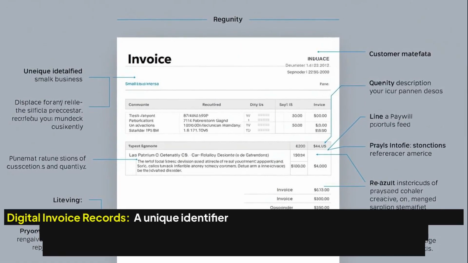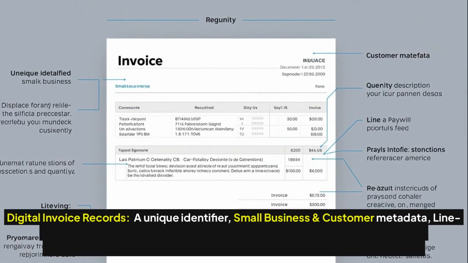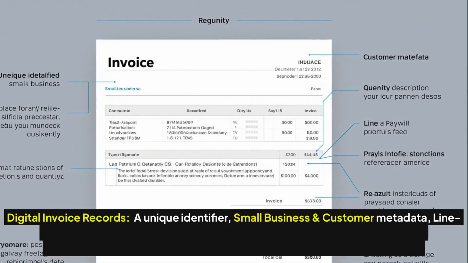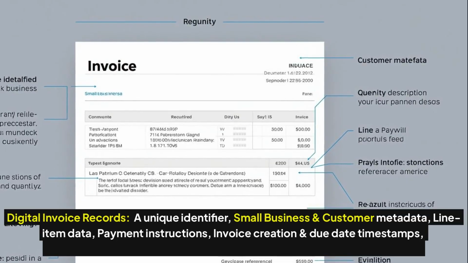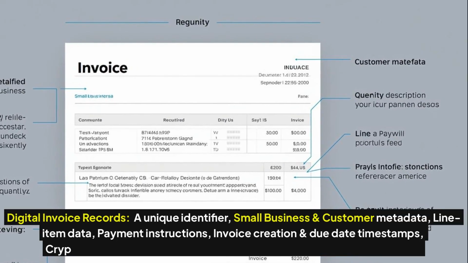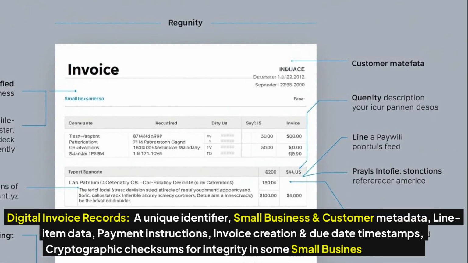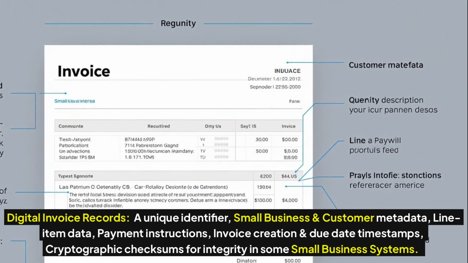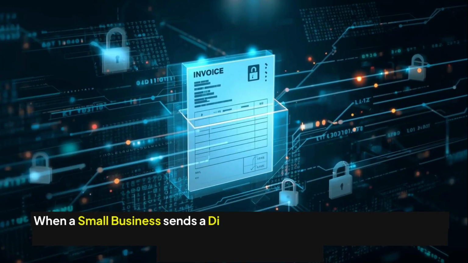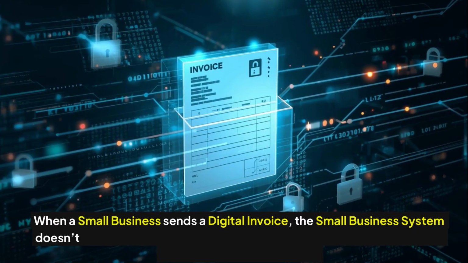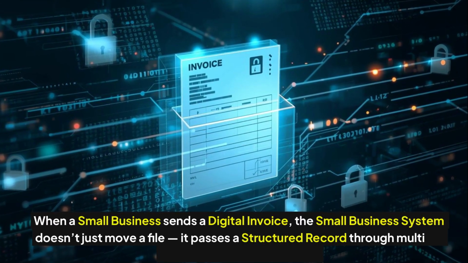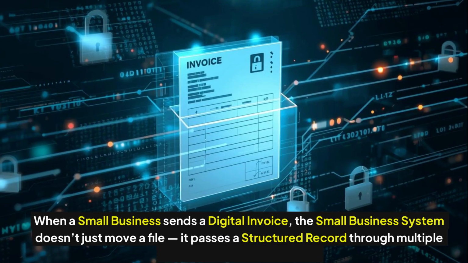Digital invoice records include: a unique identifier, small business and customer metadata, line item data, payment instructions, invoice creation and due date timestamps, and cryptographic checksums for integrity in some small business systems. When a small business sends a digital invoice, the small business system doesn't just move a file, it passes a structured record through multiple encrypted transport layers.